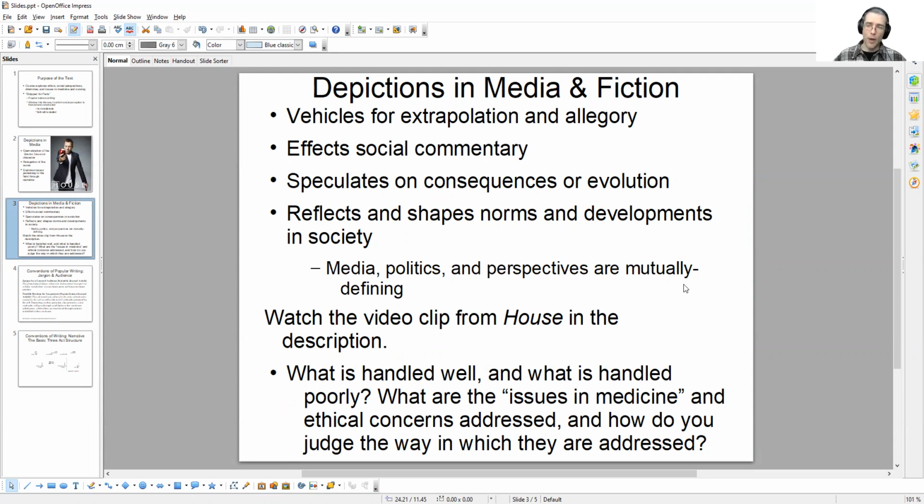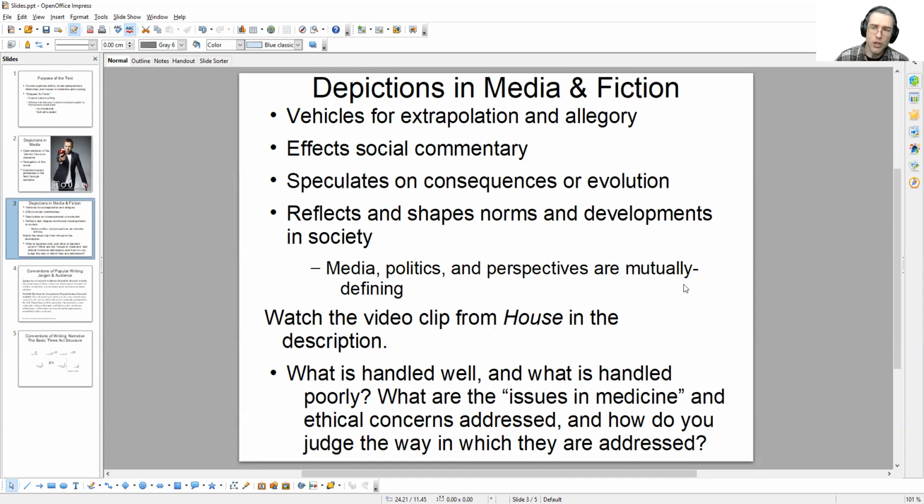In other words, whether we're dealing with a contemporary television show like House or a novel like The Island of Dr. Moreau, each of these works is reflecting on the social climate and the issues within the field of medicine at its time. Now, it can do so directly, even if in an exaggerated fashion, as in House, as we'll see in the video clip that I'll present to you, or it can do so by way of a kind of allegorical approach.